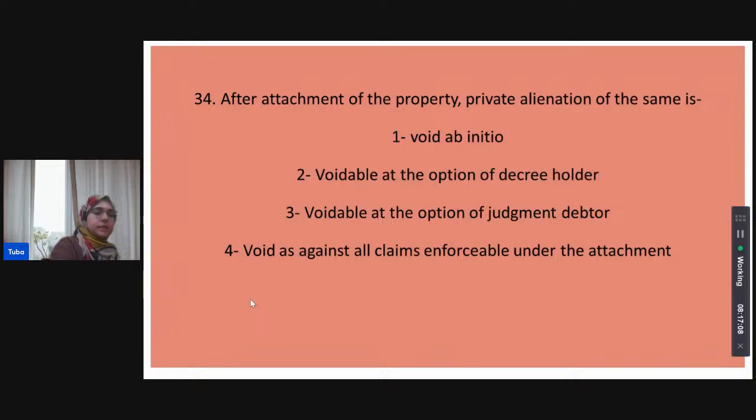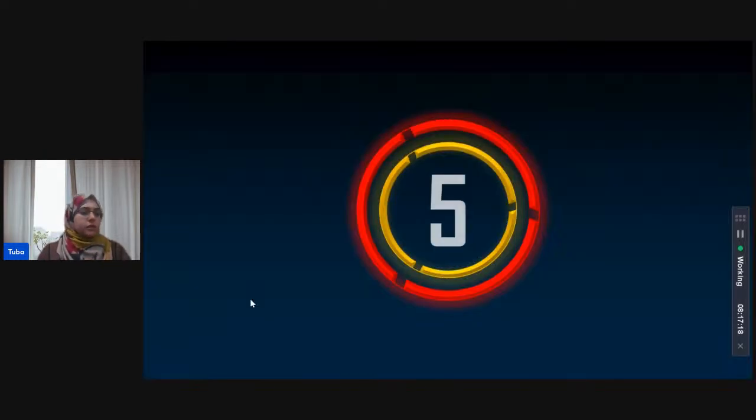All right, let's see guesses on this question now. So, this is about after attachment of property. What is true of private alienation of the same property that has been attached? All right, we are getting answers that it will be void ab initio. Come on, can the rest of us answer as well?